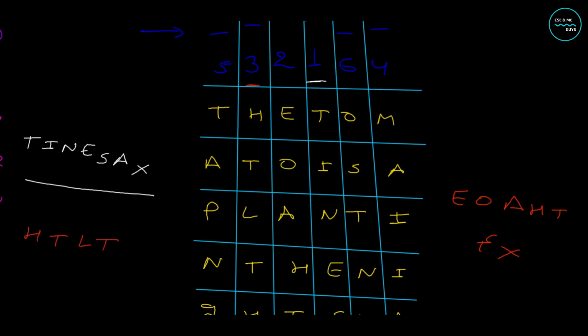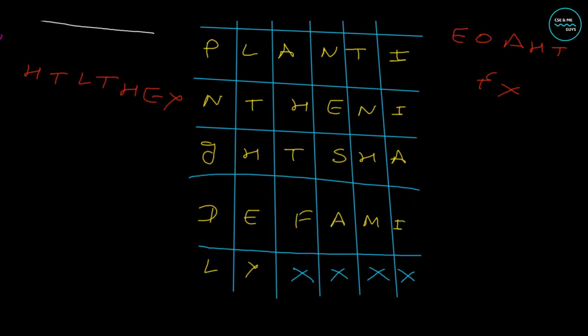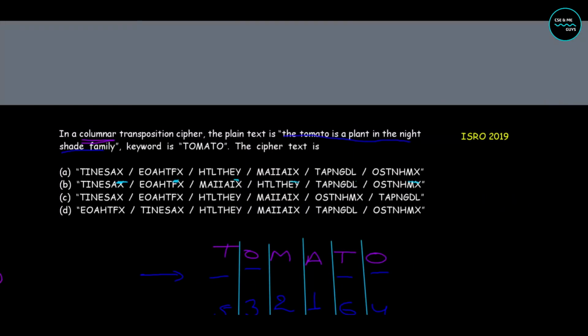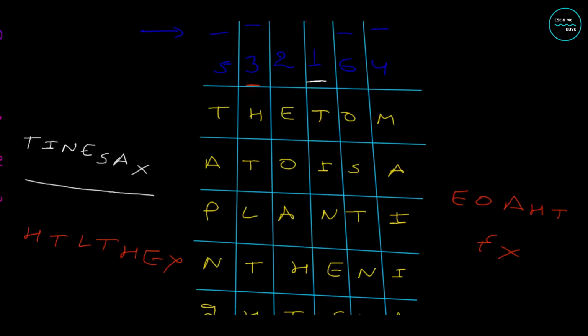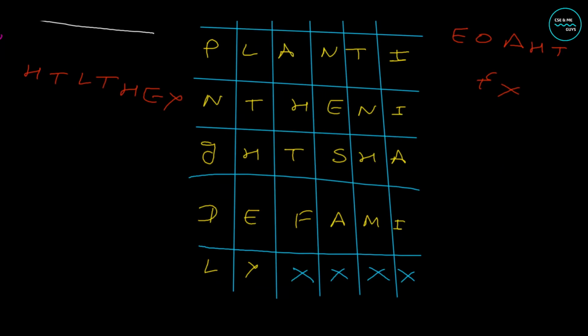So this is the third one, starting from H T L T H E Y. Right. So we can successfully eliminate this B one. This won't be any answer. Next one is the fourth one.